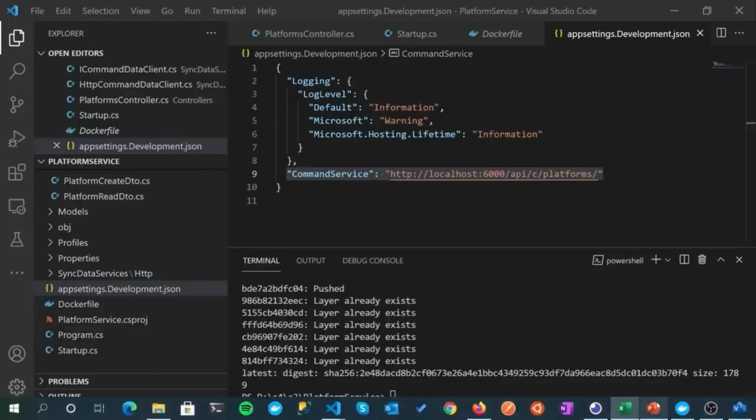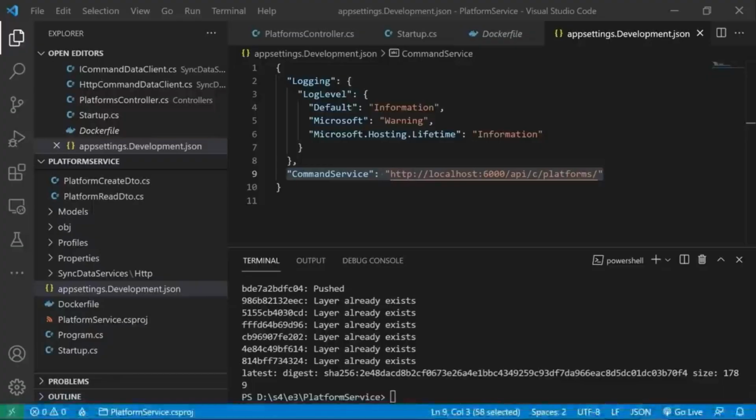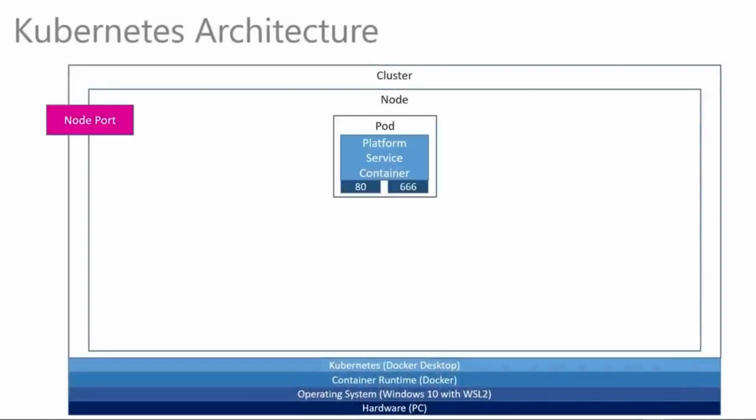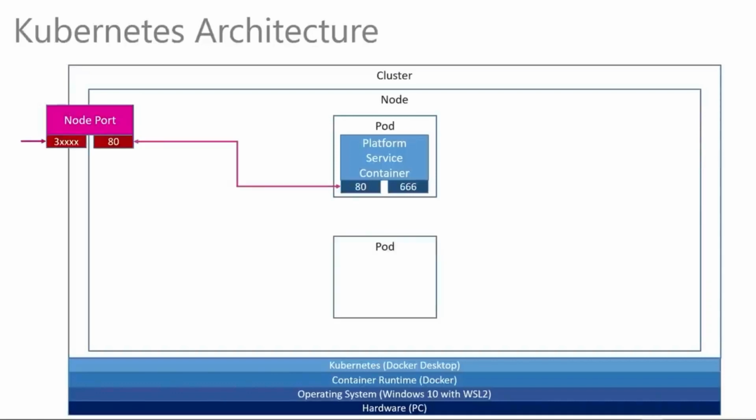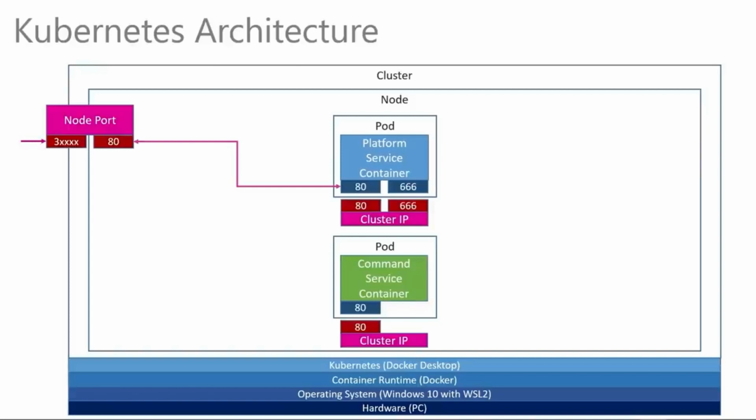All right, so let's just do a quick sense check again of where we're at and what we've done. So we have our platform service running in Kubernetes and we have our node port set up. We do not yet have our command service running in Kubernetes, but we have it running locally and we had established connectivity between the 2. That's cool. So in this section, what we want to do is, first of all, get our command service up and running in Kubernetes, and then we're going to create cluster IPs for each of our pods so they can talk to each other.